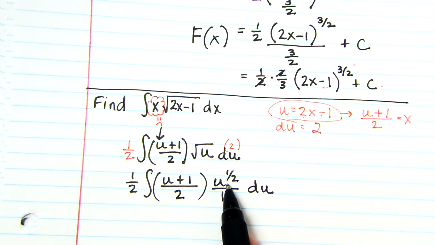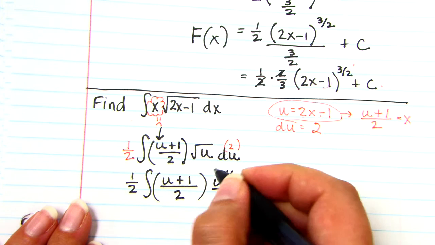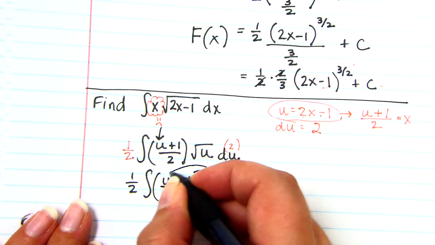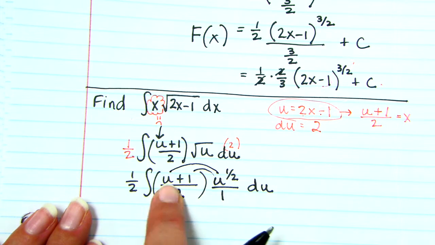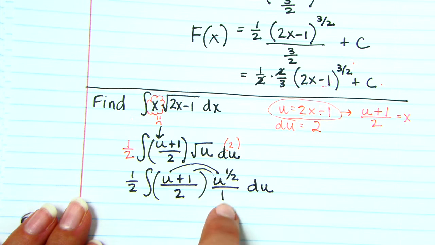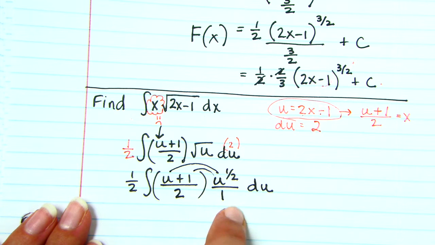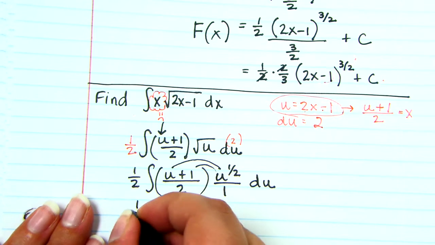Yeah, distribute it. Okay, so I'm going to multiply these two fractions together in the numerator. I'm going to have to multiply u to the 1/2 times u and u to the 1/2 times 1. And when you're multiplying fractions, you just multiply across. So then in the denominator, I'll have 2. So let's do this.